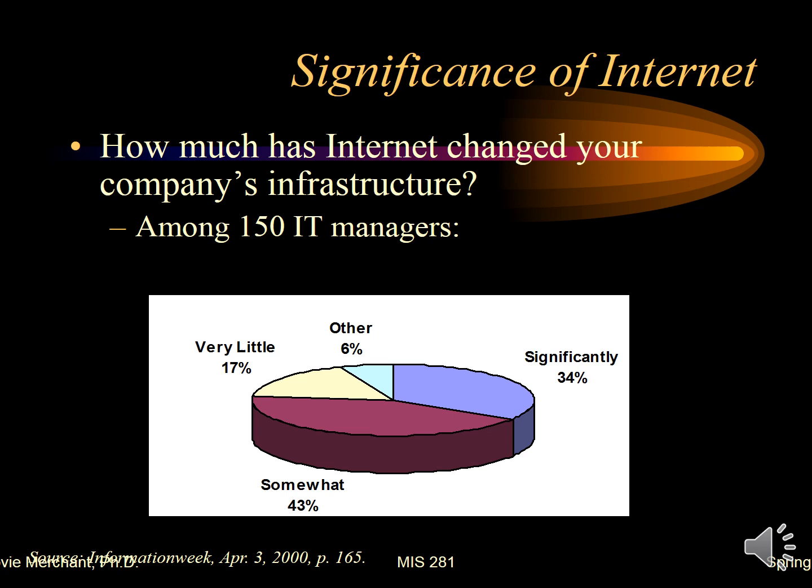Before the internet, we had intranet. So only selected people or selected organizations had access to what was present in it. They can have it after the evolution of the WWW internet. So how much has the internet changed your company infrastructure? Among 150 managers, say for example, very little.